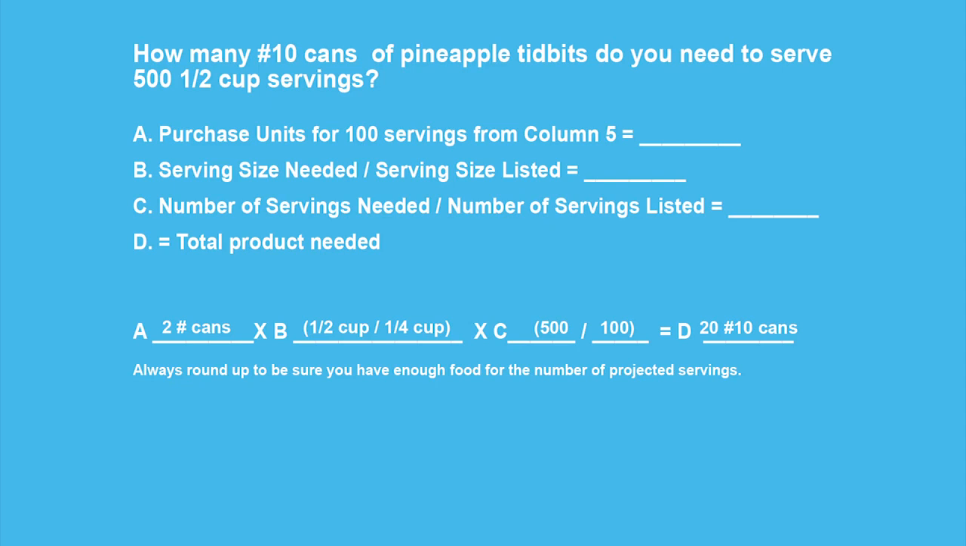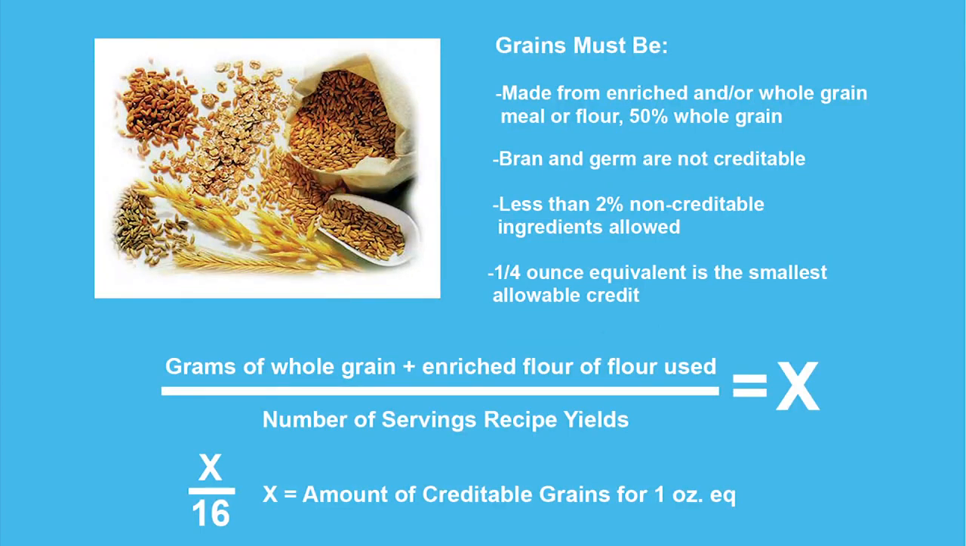breads. But remember, meat or meat alternates are listed in ounce equivalents. Fruits and vegetables are usually in 1/4 cup servings, and grains or breads are in ounce equivalents. Now let's talk about using the food buying guide to credit grains.